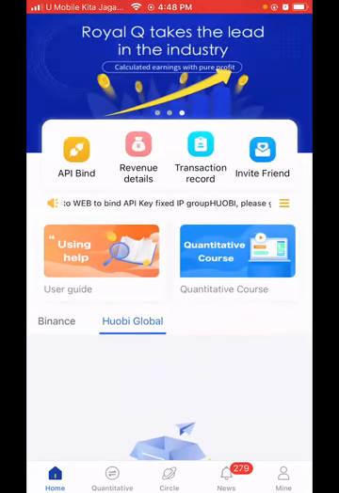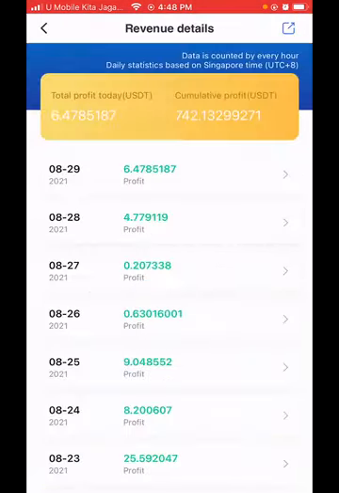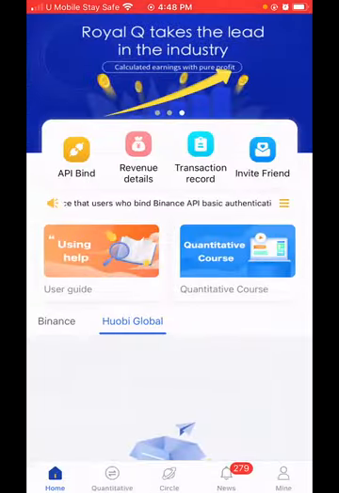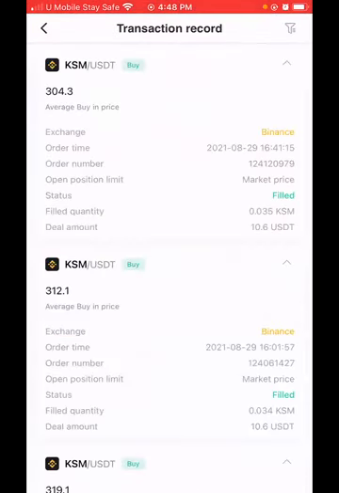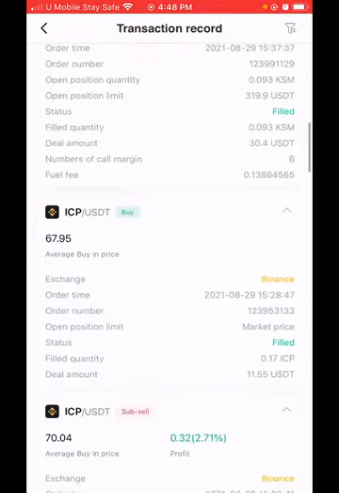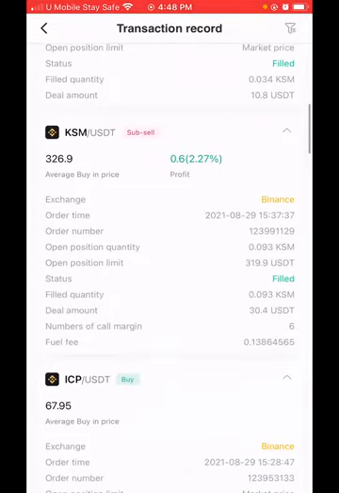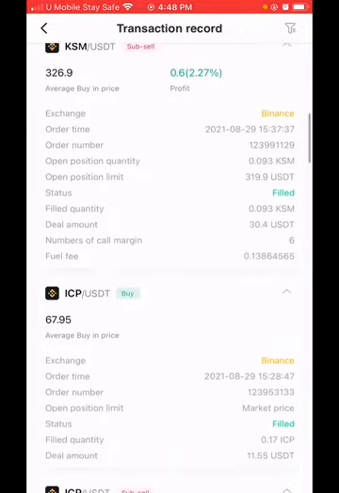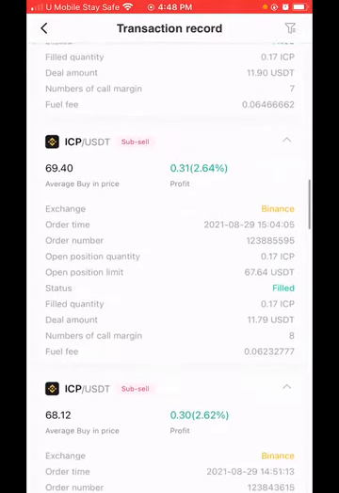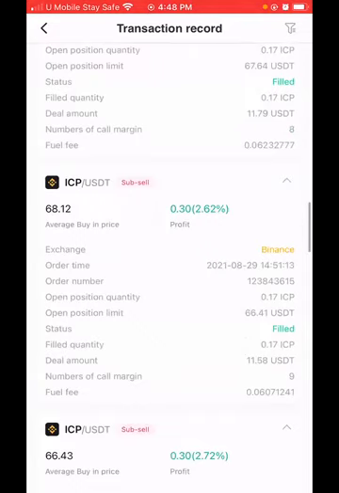So every day, how do you check your profit? Go to your revenue. On your revenue, it shows you how much you're making every day in your profit. It shows profit today, it shows accumulated profit. Then you go to your transaction record, it shows you which market is buying for you, which market is selling for you. Did you see this has made more than 6 calls? Now this subsell, you sell this in the dip, subsell.